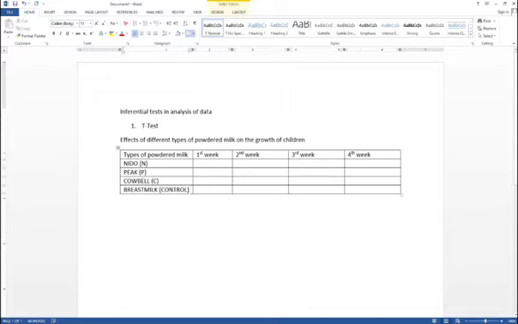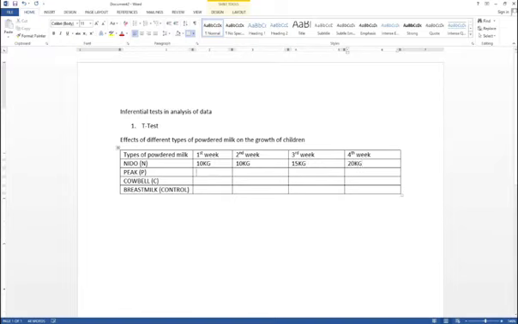Okay, so this week, in this section, we are going to have the weight of the babies, the weight of the children in kilograms. So I am just using assumed figures here. Let's say for Nido, you give them Nido, you test their weight for the first week. For the first week, let's say you have 10 kg. Second week, 10 kg. Third week, 15 kg. And then fourth week, let's say we have 20 kg.